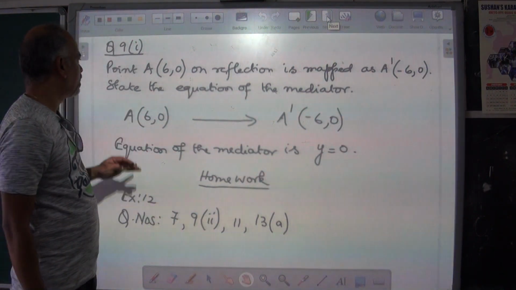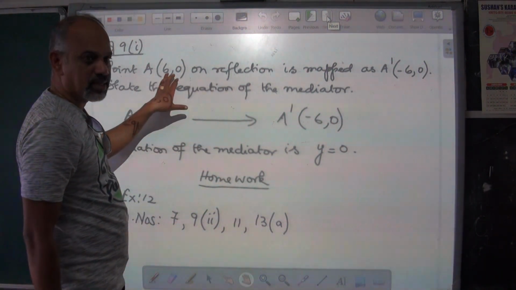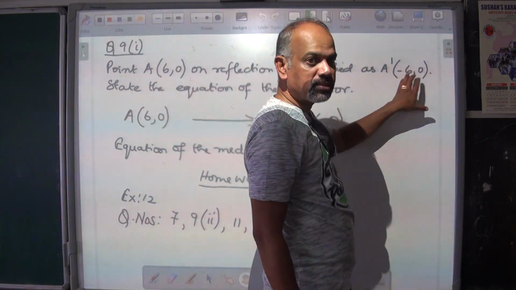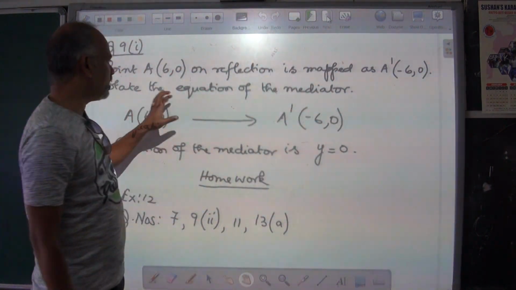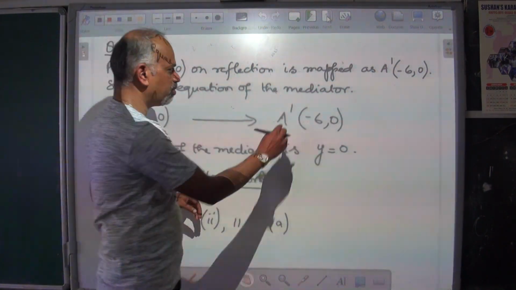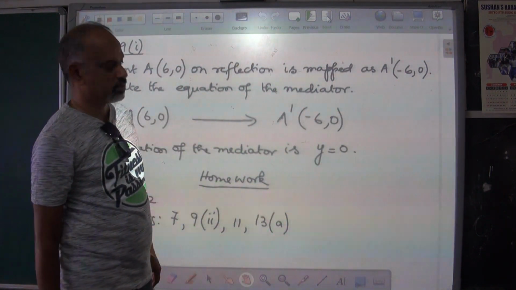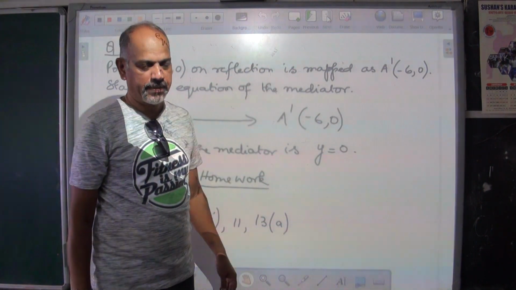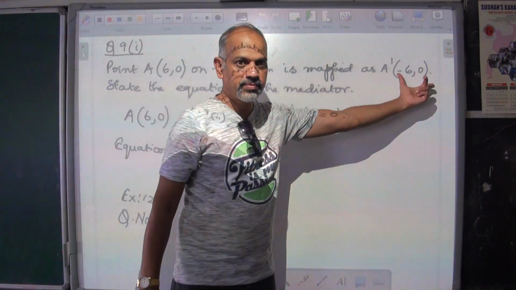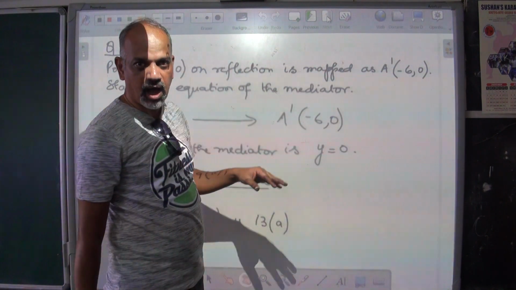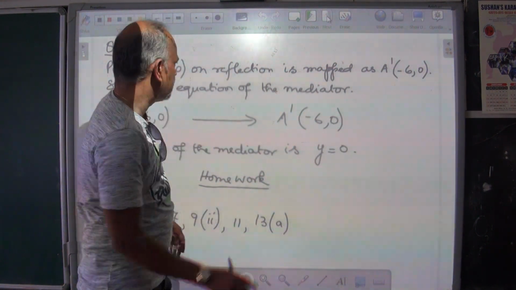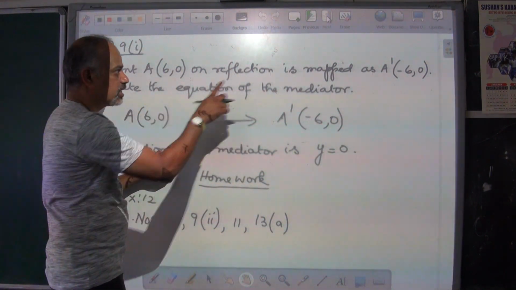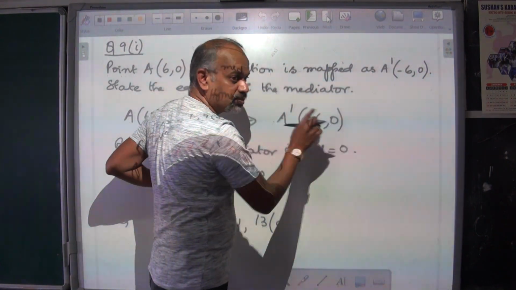Question 9, subdivision 1. Point A, whose coordinates are 6, 0, on reflection is mapped as A dash, whose coordinates are -6, 0. State the equation of the mediator. The word mediator here means mirror. So state the equation of the mirror. You have to write down which is the mirror here. You know A becomes A dash. See the change. What has changed? Accordingly you have to say which is the mirror. So A's coordinates are 6, 0. On reflection in some line it becomes A dash, whose coordinates are -6, 0.